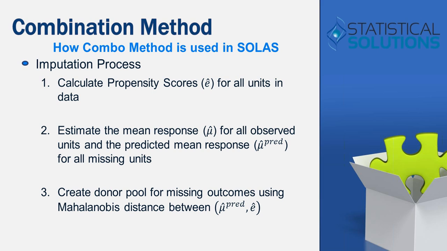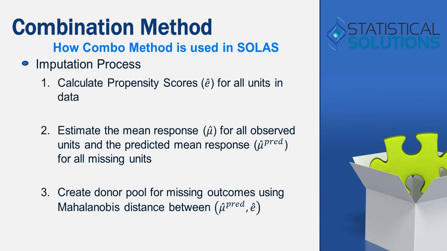So I'll just run through that again, and feel free to ask any questions as we go along. We first calculate the propensity score for each unit. We then calculate the predictive mean response using the predictive mean matching method, and then we calculate the Mahalanobis distance between all the missing cases to all the observed cases using these two covariates as the fixed covariates defined by the researcher.